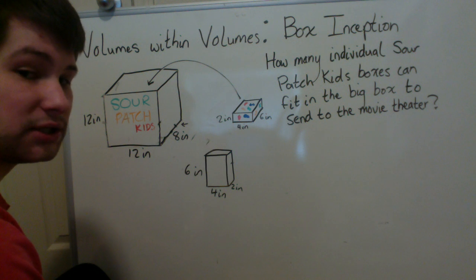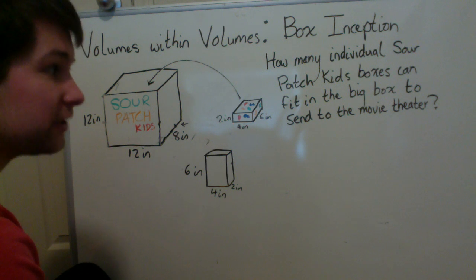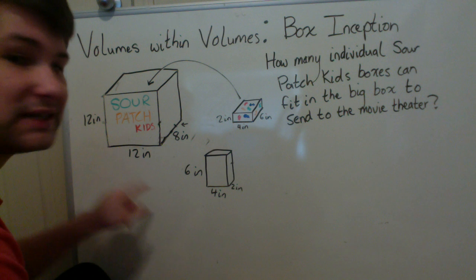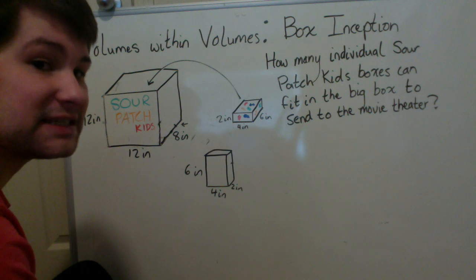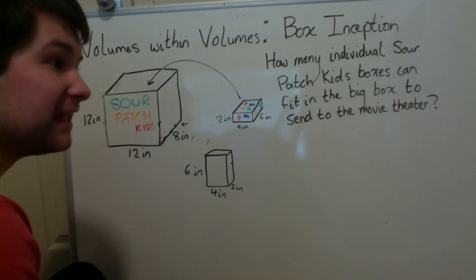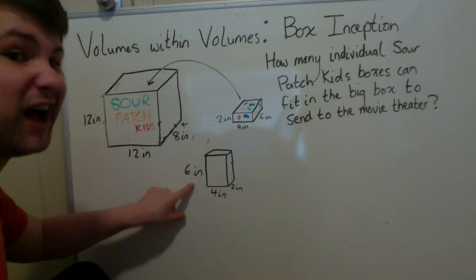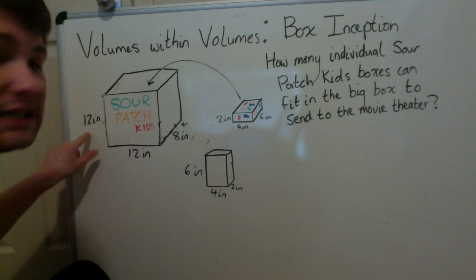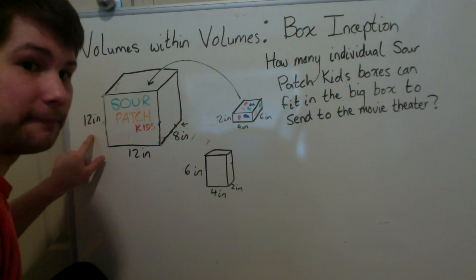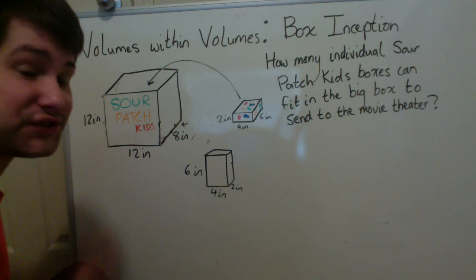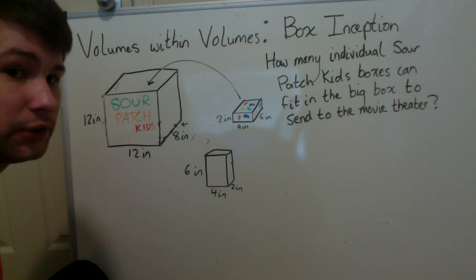Well, the way we can check is we're going to look at the same dimensions over here, and we're going to see if these numbers are divisible. That means they perfectly fit in to these dimensions. We have 6 inches as our height here now. Does 6 go into 12 perfectly? Yeah, it does. It goes in how many times?